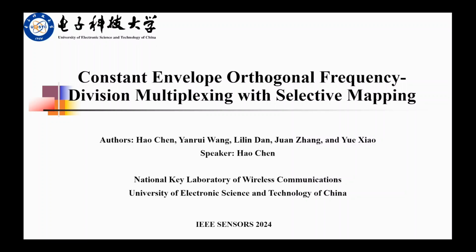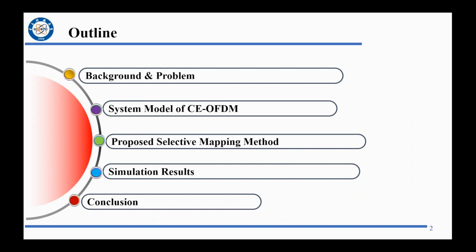Good afternoon, everyone. My name is Chen, and it's my great honor to be here to introduce our work on constant envelope OFDM with selective mapping. Our research focused on providing a novel low PAPR waveform to improve power amplifier efficiency, which is beneficial for enabling low power wireless sensor networks.